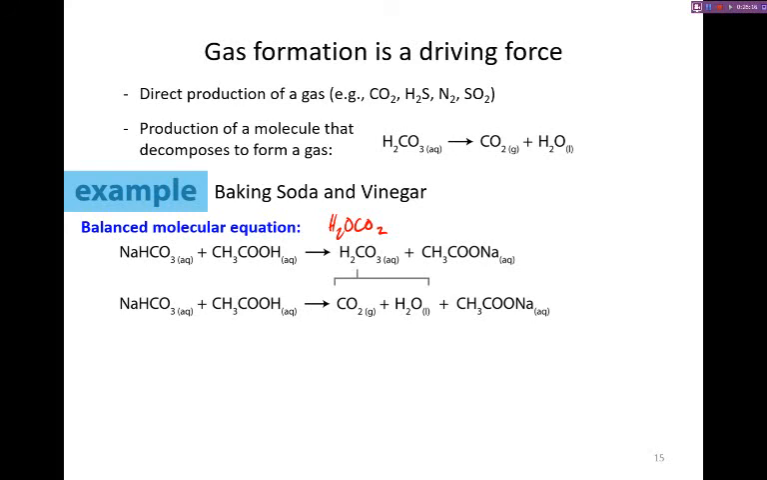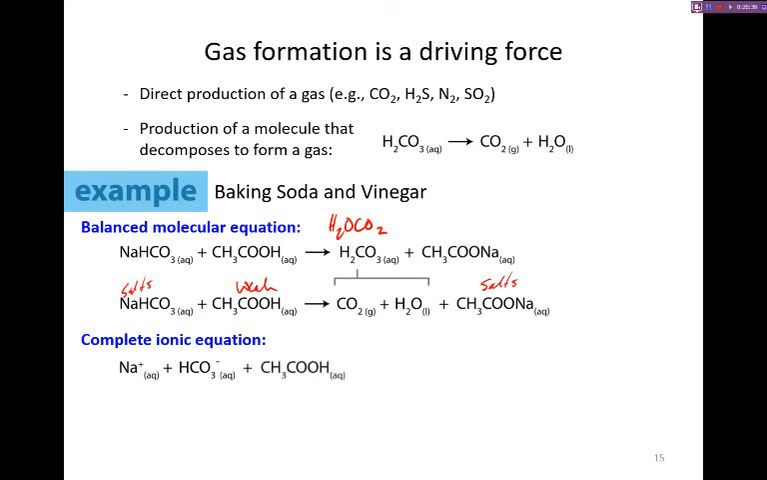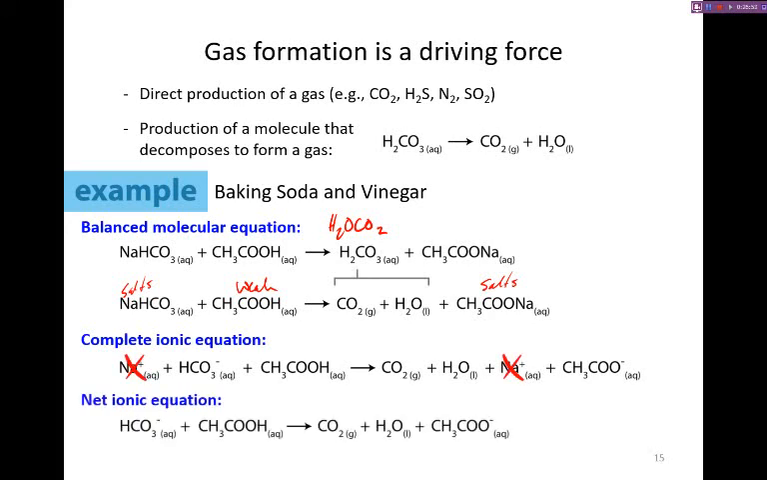And so when we dissociate, remember, we can only dissociate strong electrolytes. Acetic acid is a weak acid, so it's a weak electrolyte. Salts are strong electrolytes. And so we get dissociation of the sodium ion from the bicarbonate. No dissociation shown for the acetic acid. Carbon dioxide and water remain as molecules, and then full dissociation of our ionic salt. We eliminate the sodium ion, which gives us a net ionic equation as follows.